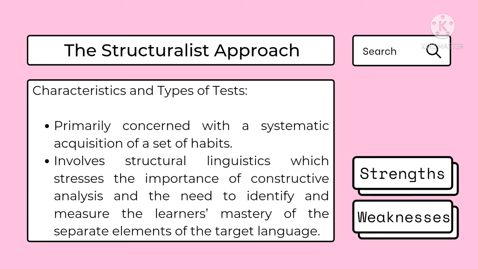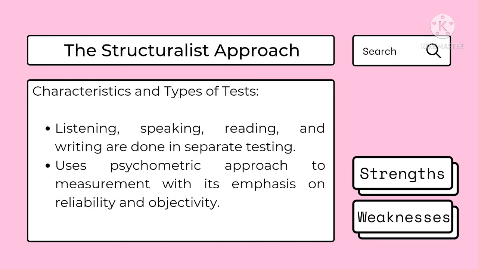The structuralist approach. This approach views that language learning is chiefly concerned with the systematic acquisition of a set of habits. The structuralist approach involves structural linguistics, which stresses the importance of contrastive analysis and the need to identify and measure the learner's mastery of separate elements of the target language, such as phonology, vocabulary, and grammar. And also, testing the skills of listening, speaking, reading, and writing is separate from one another as much as possible because it is considered essential to test one thing at a time.